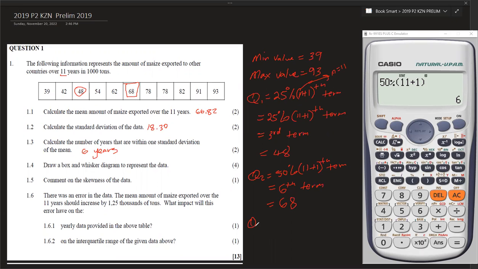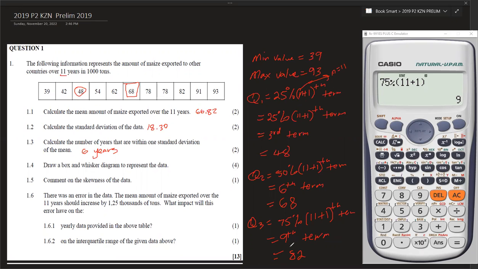And then Q3, it's 75%. 75% of 11 plus 1. Okay, so it's on the 9th term. So the 9th term is what? So 6, 7, 8, 9. So it's 82. So I have my 5 number summary there.